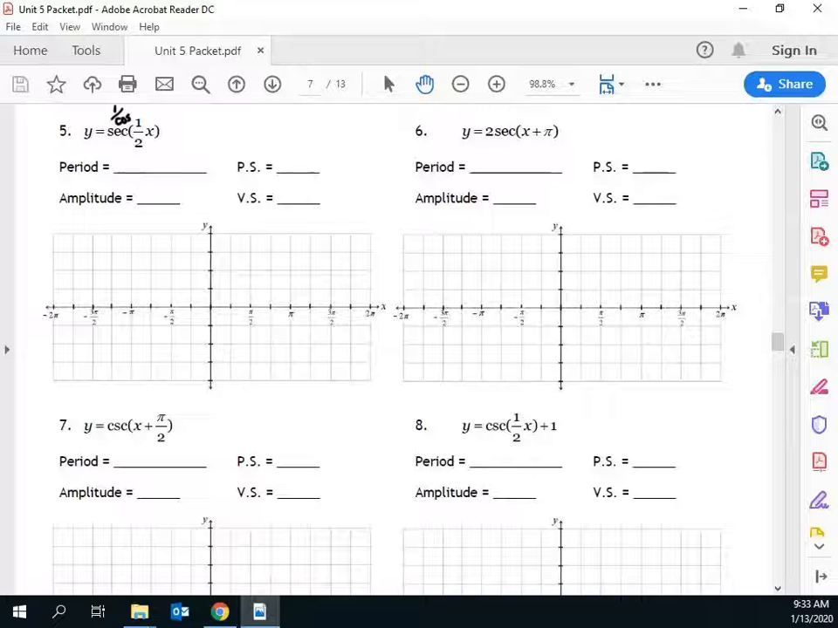So I'm going to draw a cosine graph. I'm going to go through the whole entire process drawing a cosine graph, and I'm literally going to draw a cosine graph as well. Okay? So let's go through this. Period of cosine is 2 pi over b, which in this problem is 2 pi over 1/2, which ends up being 4 pi. The amplitude is 1. Phase shift, none. Vertical shift, none.